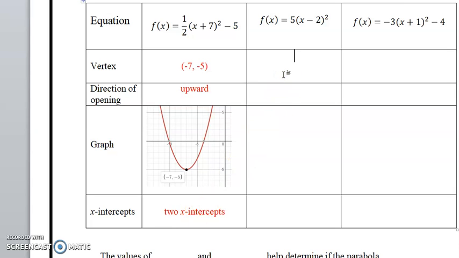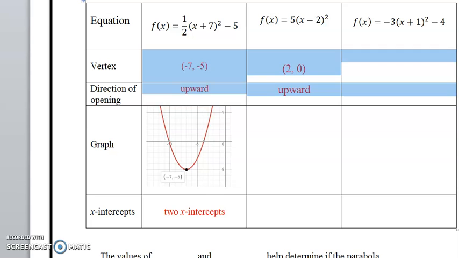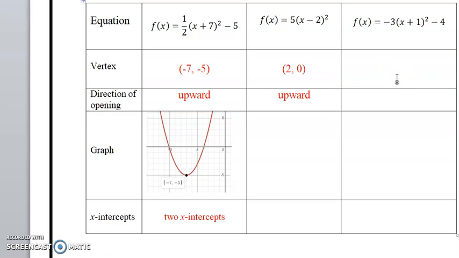The next one, we're going to have our vertex. This one's an interesting one because your vertex is 2, 0. There's nothing added to this, so that means you're adding q, and q is 0. So we have a plus 0 here. So that means the vertex is at 2 and 0. Tell me something about 2 and 0. 2 and 0 is directly located on the x-axis. All right? Again, like the previous, it opens upward.